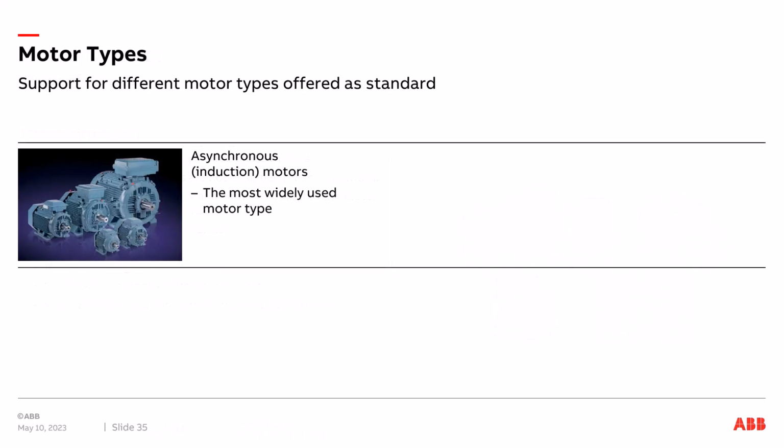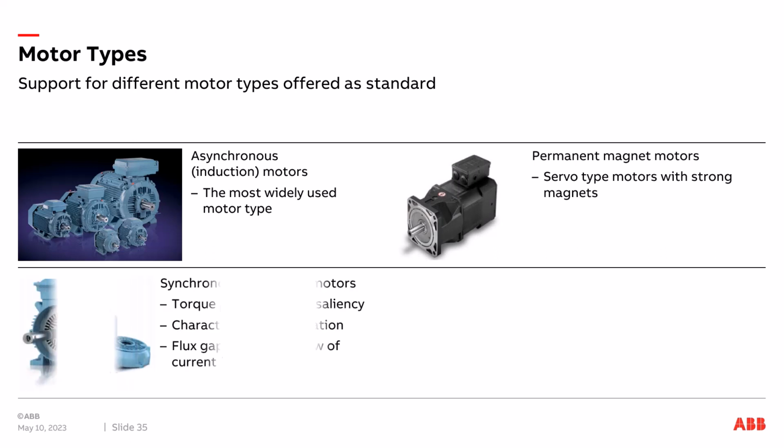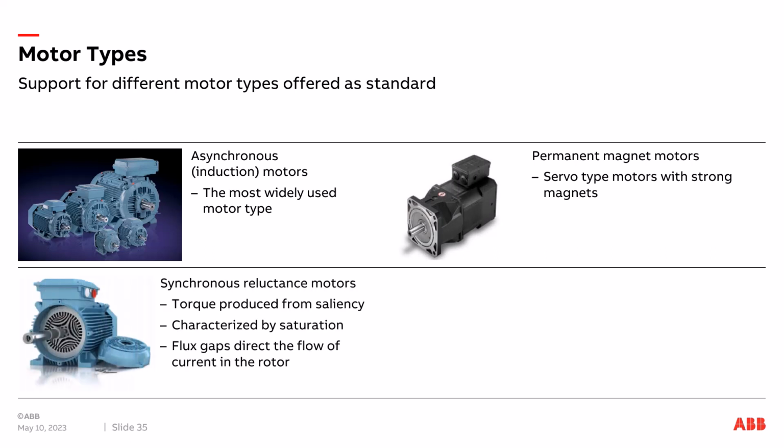Look at the different types of motors we support. An asynchronous motor is an induction motor. It's the most widely used motor type. Permanent magnet motors are servo-type motors with strong built-in magnets. In a synchronous reluctance motor, torque is produced through something called saliency. It's characterized by saturation. The flux gaps direct the flow of current in the rotor. So by having these open gaps in the rotor that are air, the current causes rotation.